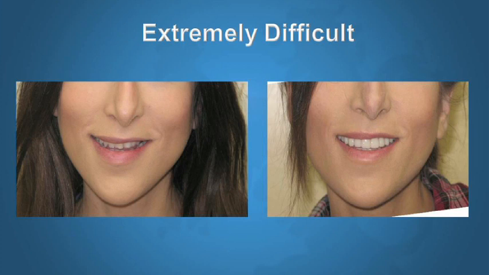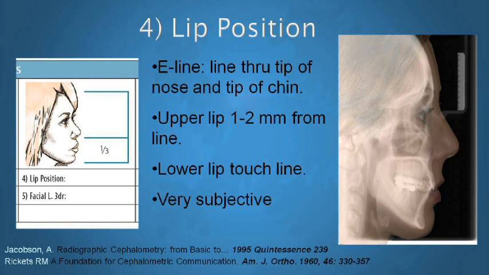The next parameter, number 4, is lip position. And we all understand that the lip is supported by the teeth. So if we orthodontically or even restoratively move the teeth forward 1 or 2 millimeters, there will be some lip variations. And the more we move the incisal edges of the teeth, the more the change on the lip will be visible.